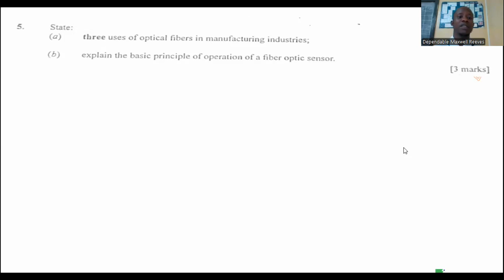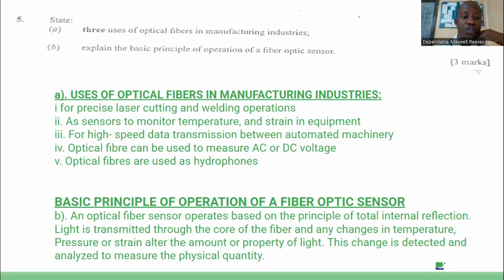Now, let's look at the expected answer for the question here. Let's see the 3 uses of optical fibers in manufacturing industries. For the sake of simplicity, I will give you 5 uses, and you can take any 3 of them. It's used for precise laser cutting and welding operations, for sensors to monitor temperature and pressure in equipment, for high-speed data transmission between automated machinery. Optical fiber can be used to measure AC or DC voltage. Optical fibers are used as hydrophones.